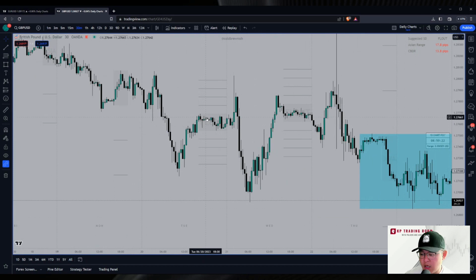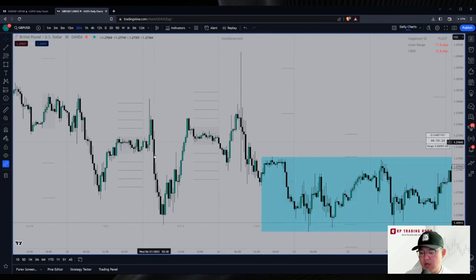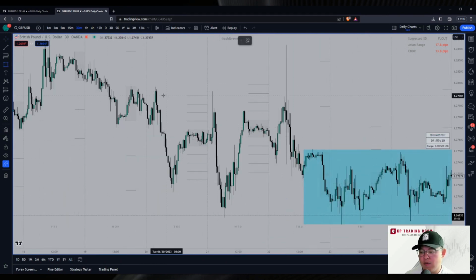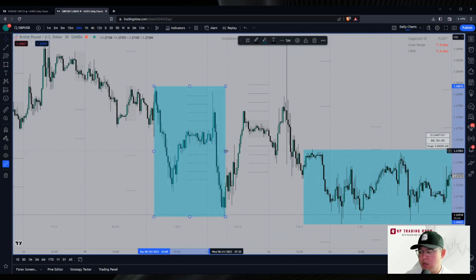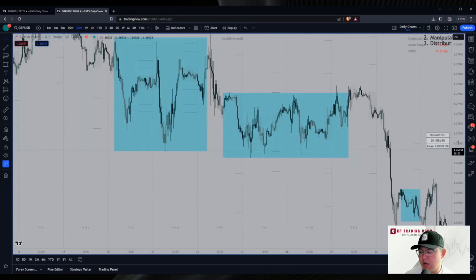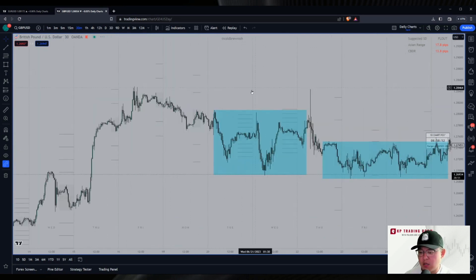All right, same thing here. We have this nice tight range, accumulation, manipulation, and then distribution. So this cycle happens all the time. We have this consolidation in here. If we even draw this one, we have accumulation, manipulation outside the range, and then distribution. And ever since we broke down, we haven't retested that high. So that's our AMD pattern.